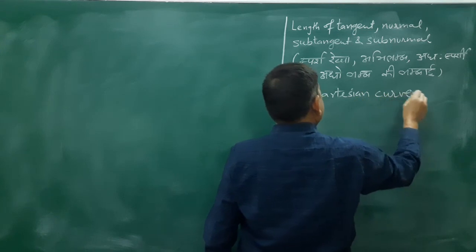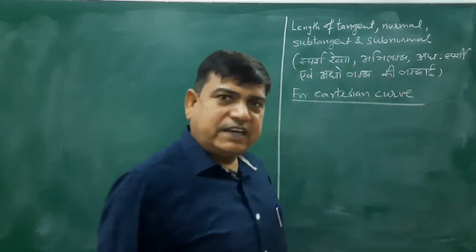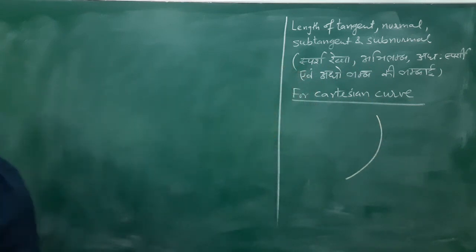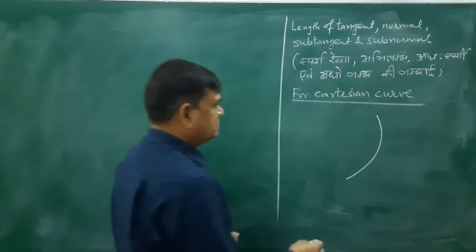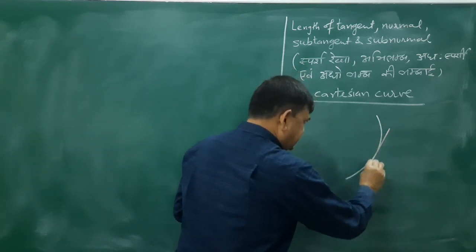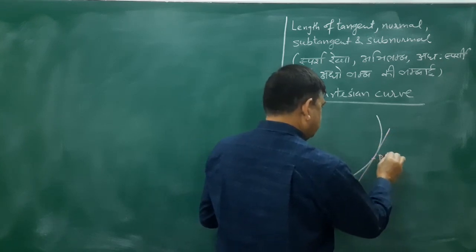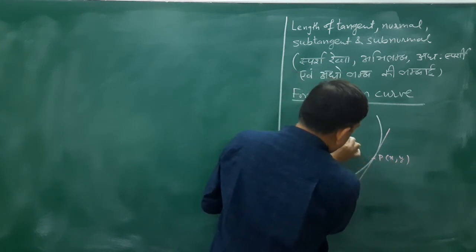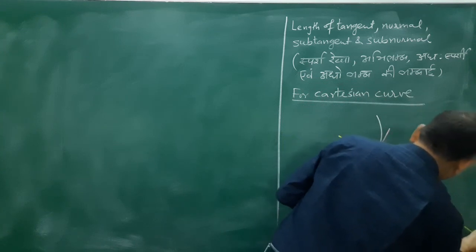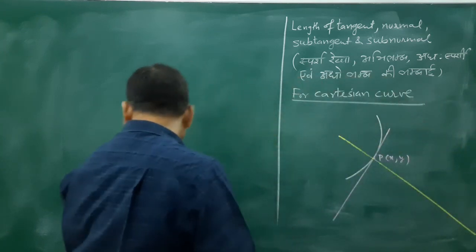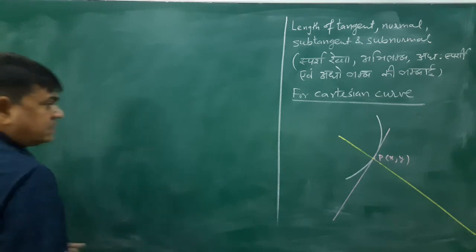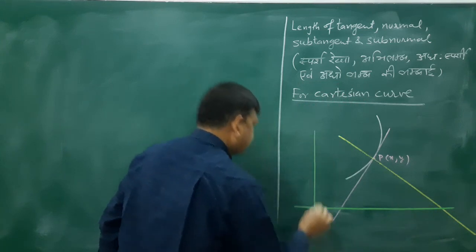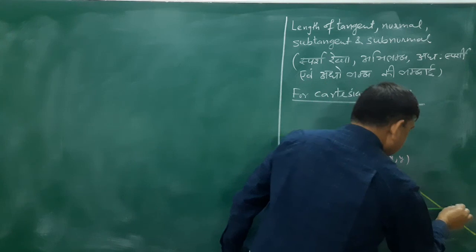Cartesian को याद है? ये देखो, टेंजेंट P x, y और ये है नॉर्मल, अभिलंब, and x-axis and y-axis.